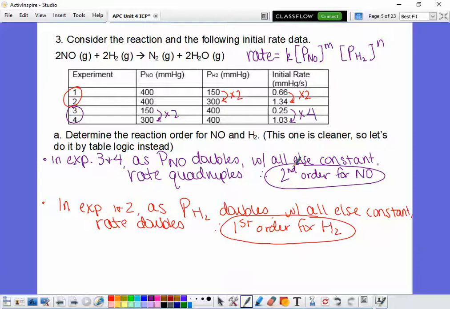Table logic will not always work, though. You will not always be able to do table logic. Doing the algebra, like we did in the last one, will always work. Table logic won't always be applicable. Sometimes you have to do a mix, where you do table logic to find a couple of them and then algebra to find a third, or table logic to find one, algebra to find the other. Okay?